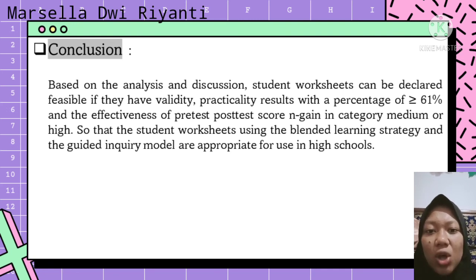Conclusion. Based on the analysis and discussion, the student worksheets can be declared feasible as they have validity, practicality with a percentage of 61%, and effectiveness from the pretest and post-test score and gain in the medium or high category, so that the student worksheet using the blended learning strategy and guided inquiry model is appropriate for use in high schools.